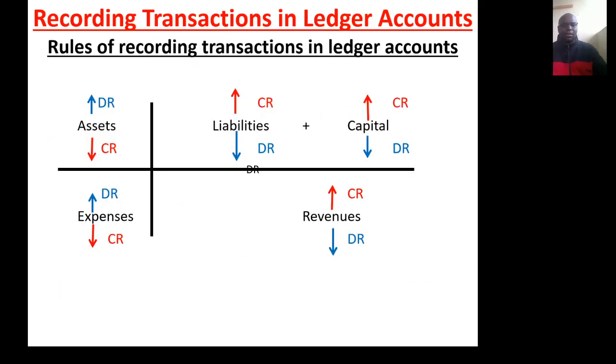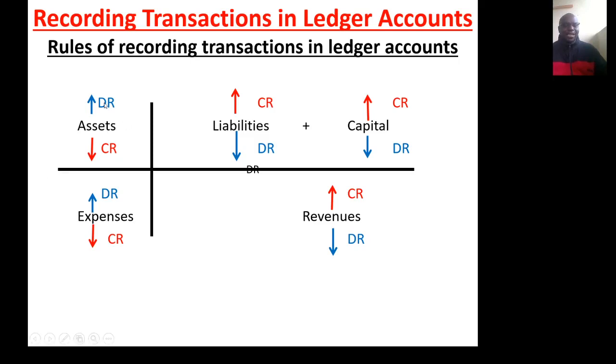Moving forward, we look at rules of recording transactions in ledger accounts. Accounts are divided into 5 major types or classes. We have assets, expenses, liabilities, capital, and revenue accounts. The asset accounts and expense accounts behave in the same way in terms of recording.